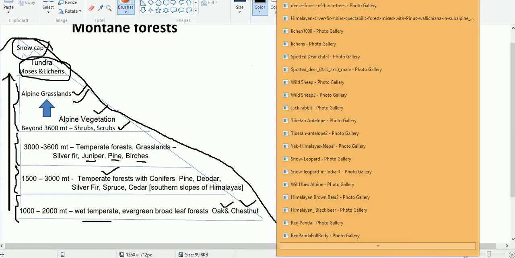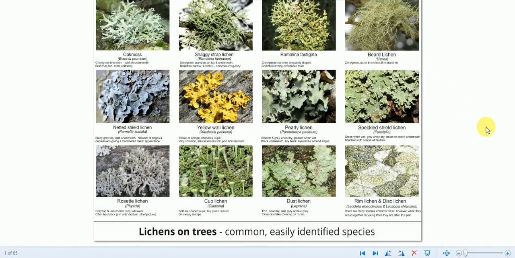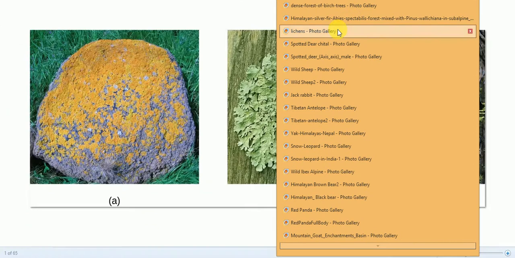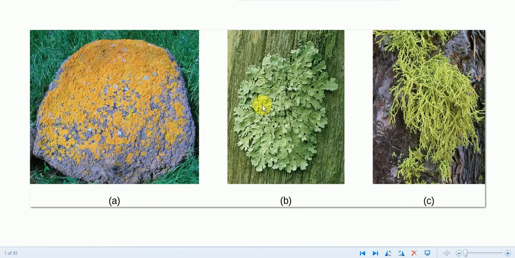And about lichens also, you may be familiar with lichen. This is a photograph showing different types of lichens, and these grow beyond 3,600 meters above the sea level. This is another photograph of lichens grown on the rocks and on the trees also.